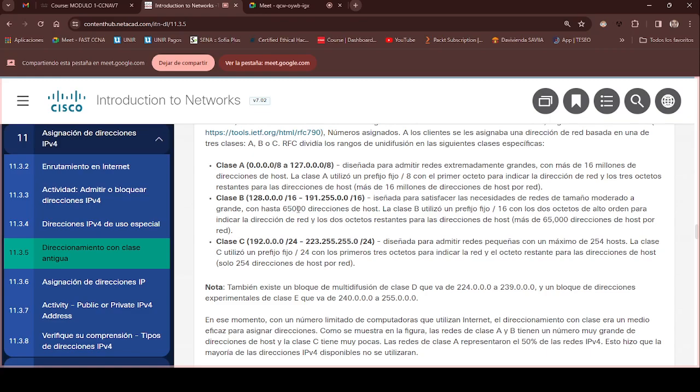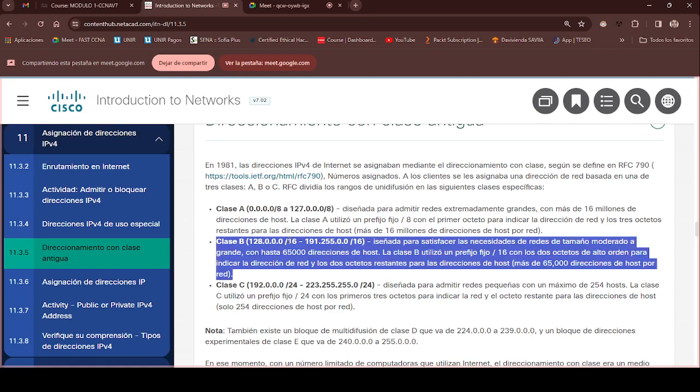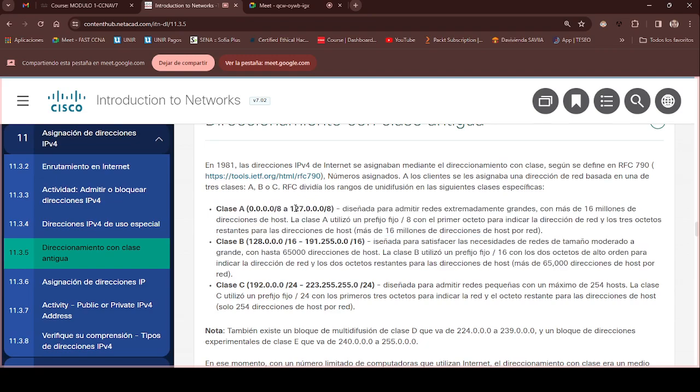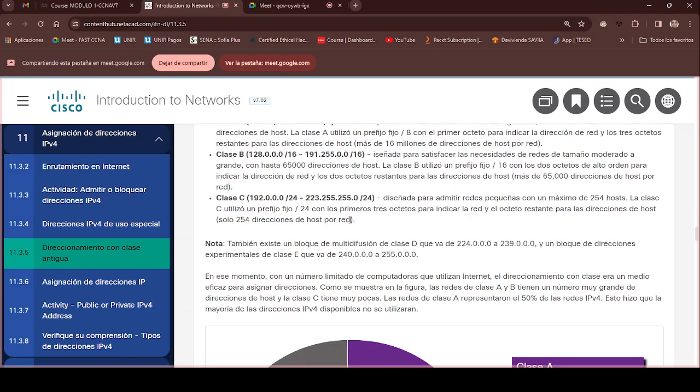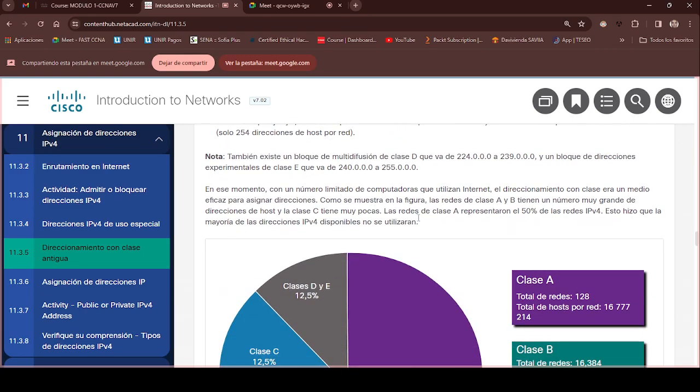64.000 y algo de direcciones. Ahora, resulta que la empresa no tenía 65.000 o 500 equipos, sino 70.000 equipos. Ya no se le podía asignar una red clase B, sino una red clase A. Y esa red clase A tenía 16 millones de direcciones válidas. Entonces, se perdían muchas direcciones.